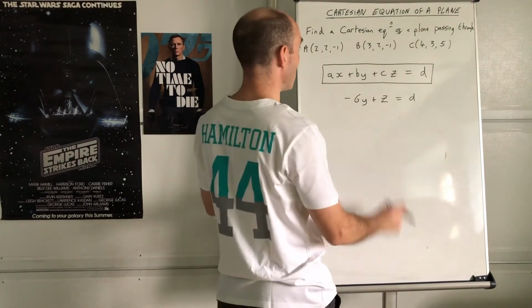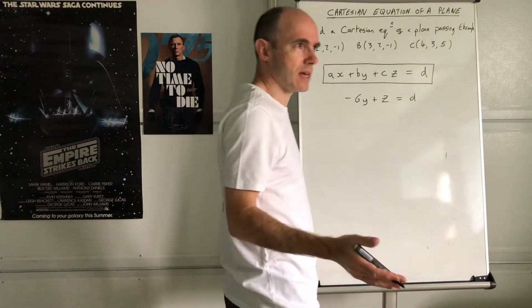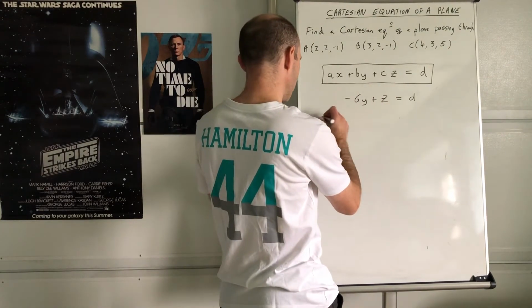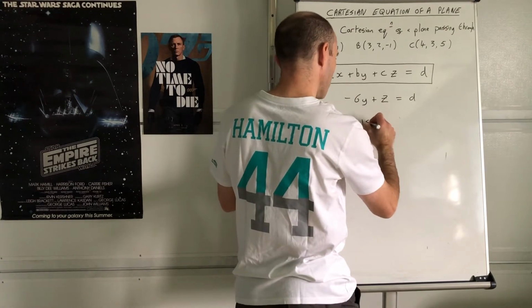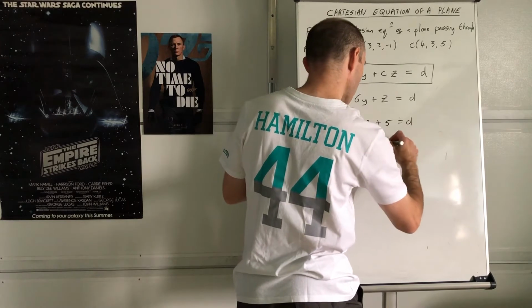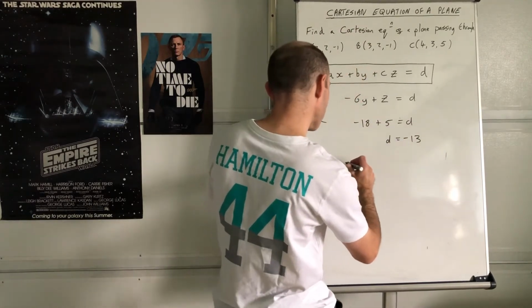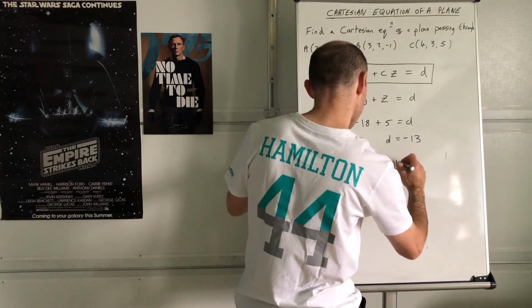So I'm going to use the one where you've got positive values because it's generally easier to substitute positive values in, isn't it? So if I use point C, I get 3 times negative 6, that's negative 18, plus 5 equals d. So you can see there that d is equal to negative 13. So therefore my equation of the plane is negative 6y plus z equals negative 13.